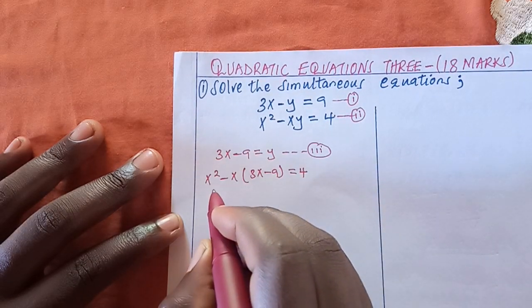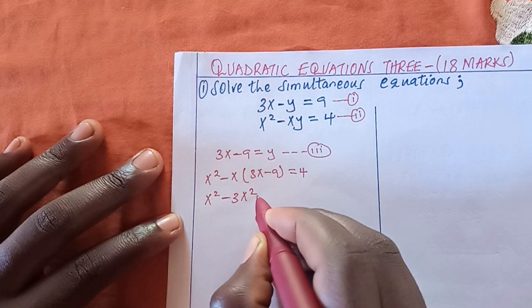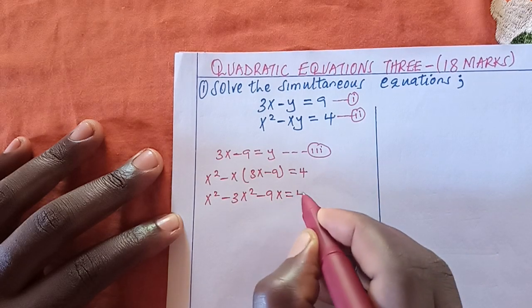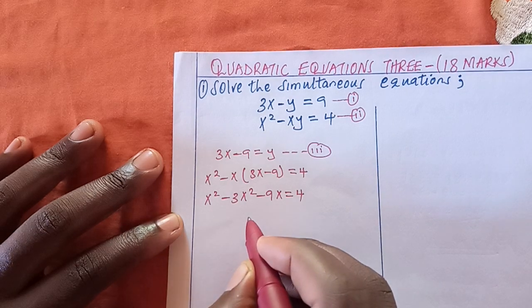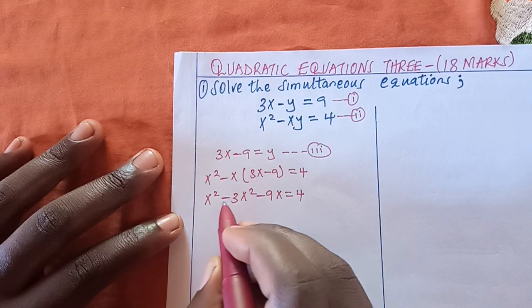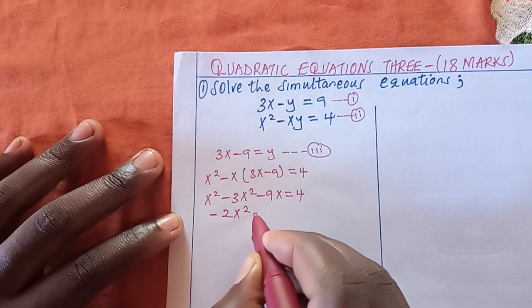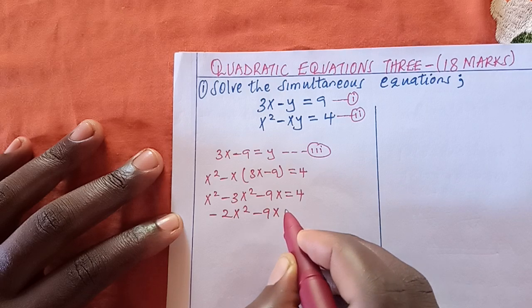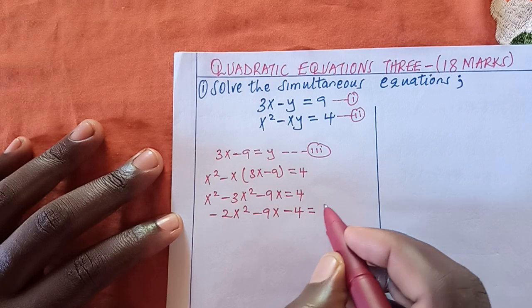Let us open the bracket. x squared minus 3x squared minus 9x is equals to 4. Now the next thing we want to do is putting like terms together. x squared minus 3x squared is going to give us negative 2x squared, then minus 9x, then minus 4 is equals to 0.